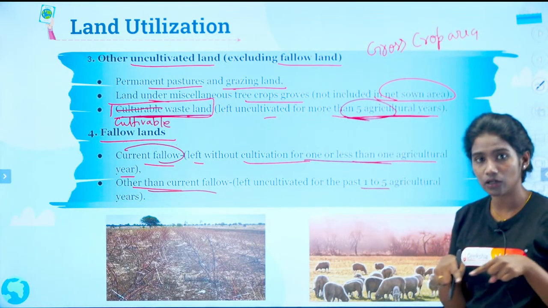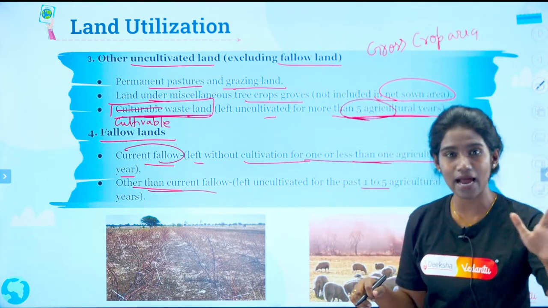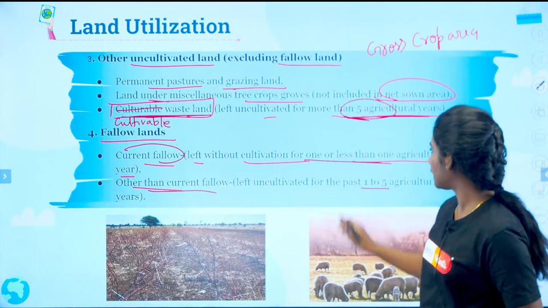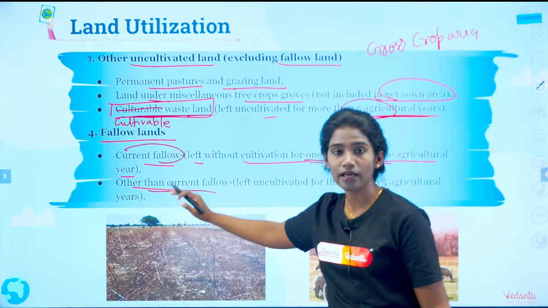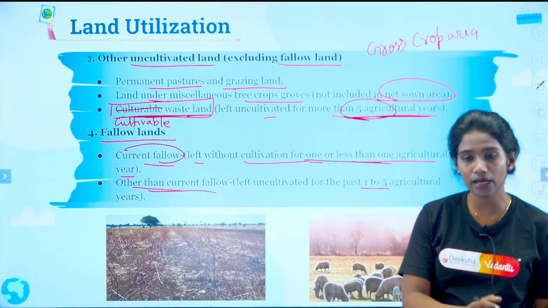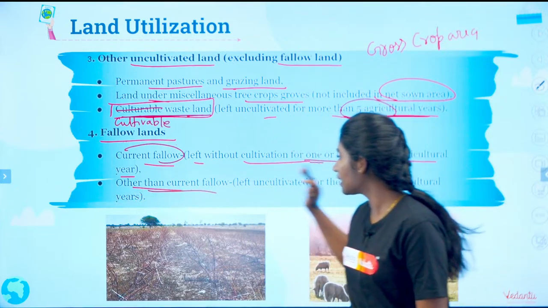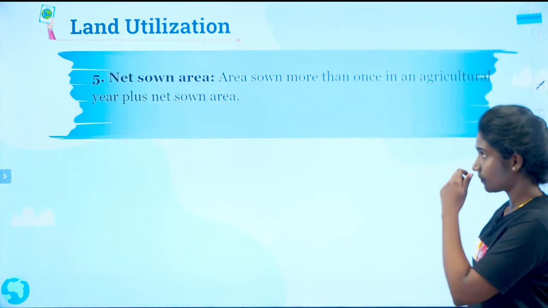Only the entire land is taken care of, but in the borders it is just left as it is. Over there the crop is not sown. That is fallow land. And if it is left for one or less than 1 year, it is called current fallow land. If it is left for more than 1 year up to 5 years, then it is considered other than current fallow land. Okay, clear with that? Fine.